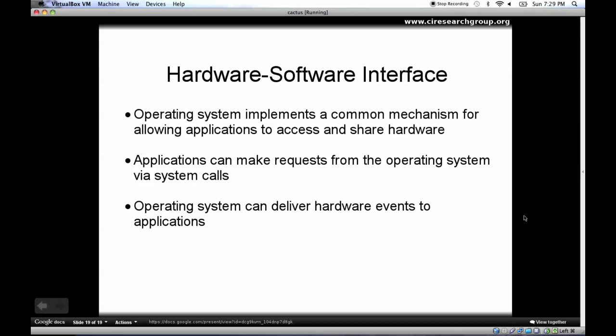So, the operating system implements a common mechanism for allowing applications to access and share hardware. The applications can make requests from the operating system via system calls. The operating system can deliver hardware events to applications, and this is how we allow our applications to make use of the underlying hardware of the computer system.